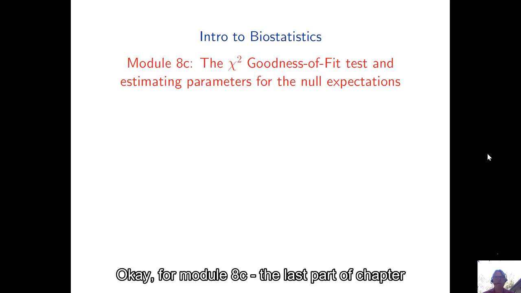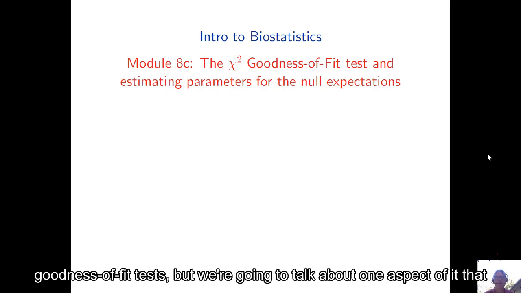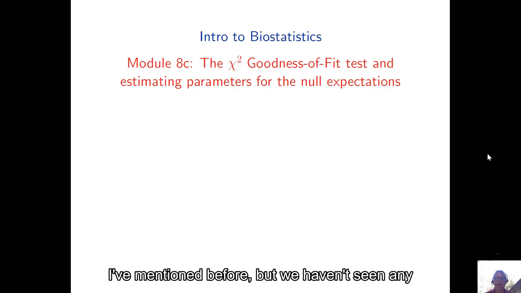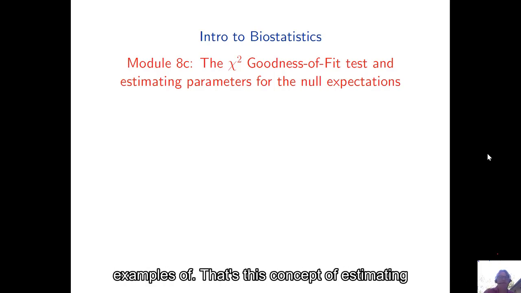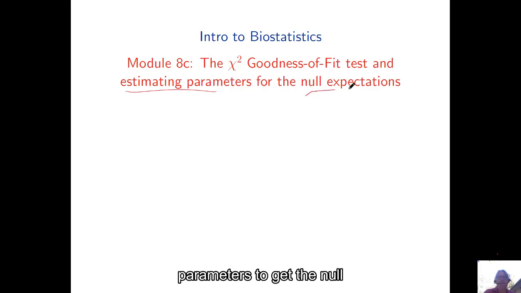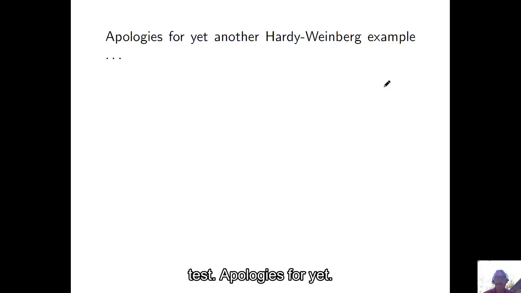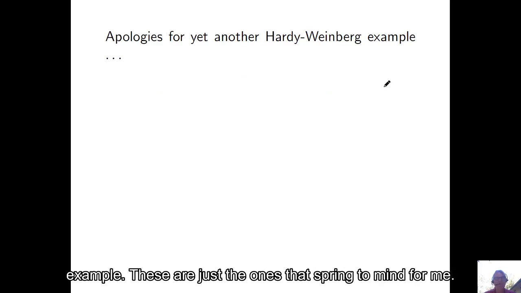Okay, for Module 8C, the last part of Chapter 8, we're going to still talk about the chi-square goodness of fit test, but we're going to talk about one aspect of it that I've mentioned before, but we haven't seen any examples, and that's this concept of estimating parameters to get the null expectations and how that affects the test. Apologies for yet another kind of boring Hardy-Weinberg example. These are just the ones that spring to mind for me.